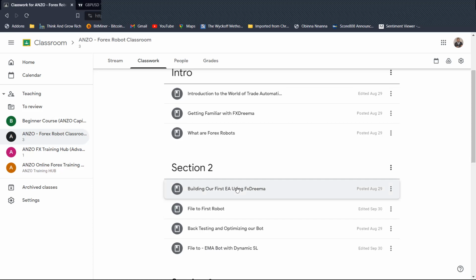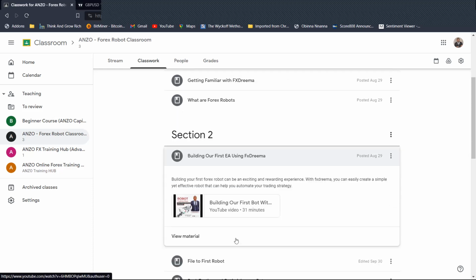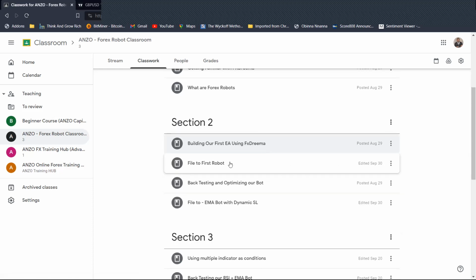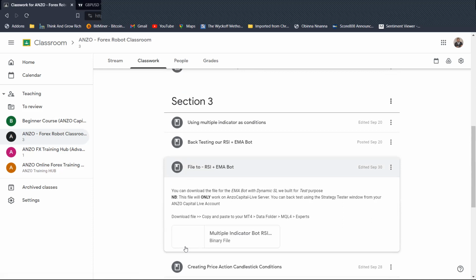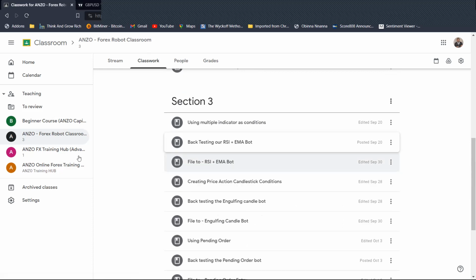So you can see it's still the same manner. Each of them have videos that you'll be able to follow through on. But for every single bot that I build during the class, you'd have access to it. You can download it and you can backtest it for yourself. So wonderful. And you are not paying for any of this. It's free. All you need to do is have an account with Anzo, fund your account.